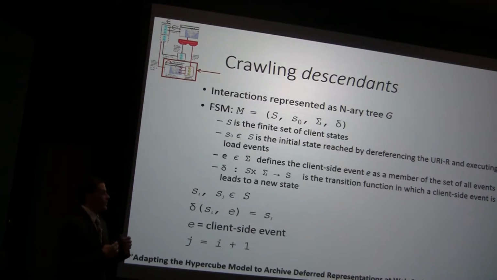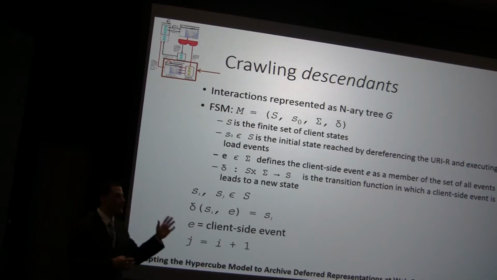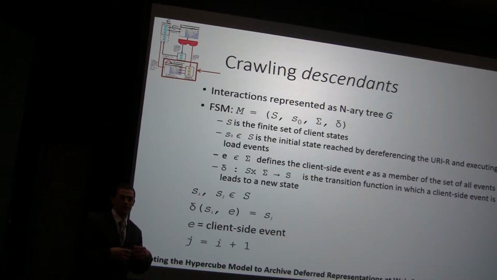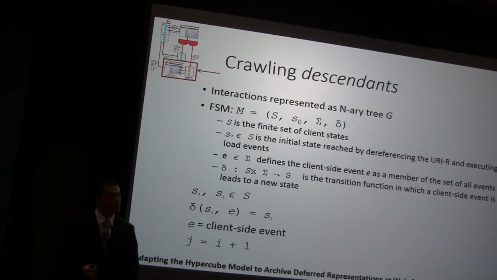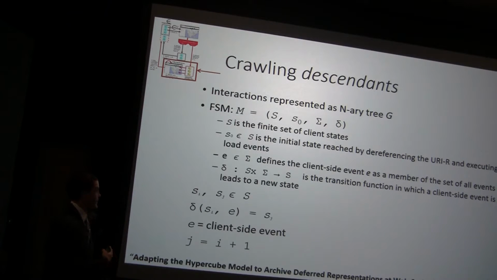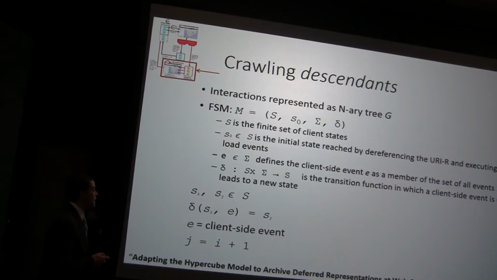Again, we call these descendants because we organize these states in an n-ary tree, meaning we have a tree of states that we can reach, and each of these states is a descendant, reached by a different set of user interactions. And because no PhD dissertation is complete without a finite state machine, we use a finite state machine to represent these trees. Each of the states is a descendant, and each of the edges is an interaction that we need to execute in order to reach that state.